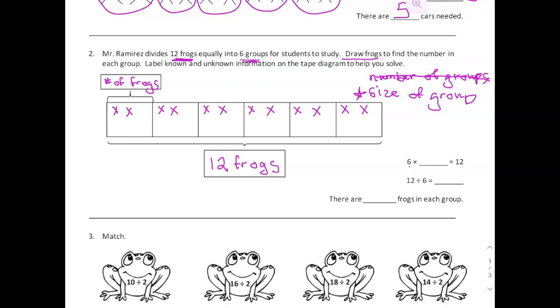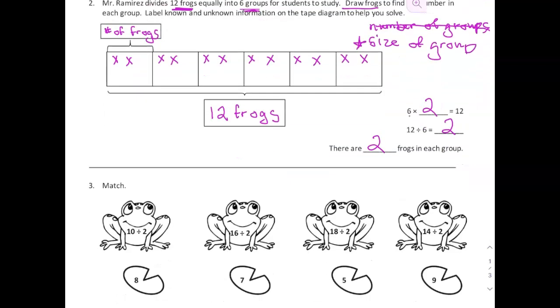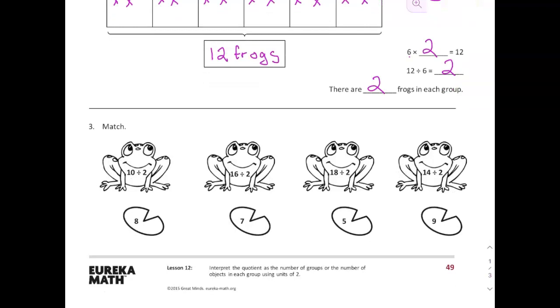So 6 groups times how many in each group is equal to 12? 2. A total of 12 frogs divided by 6 groups gives us how many in each group? 2 frogs. So there are 2 frogs in each group. Down here, you're just matching.